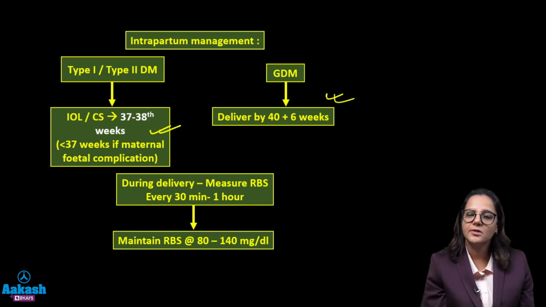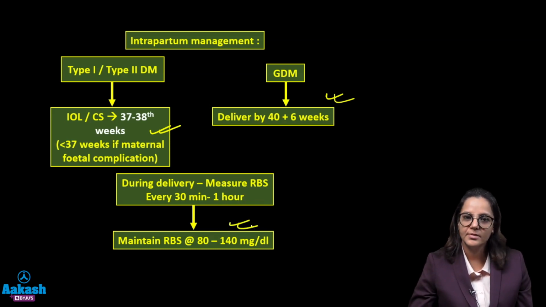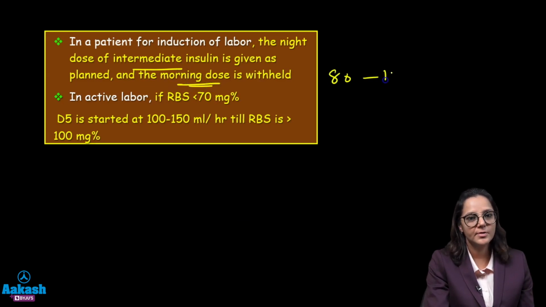Throughout delivery, you have to monitor the patient's blood sugar levels and it is kept at 80 to 140 milligram per deciliter. So if the patient is on insulin and you are going to induce the patient, the night dose of intermediate insulin is planned, but the morning dose is going to be withheld. If the patient is in active labor, we have to maintain the blood sugar between 80 to 140. If it goes less than 70, then we will start with dextrose.